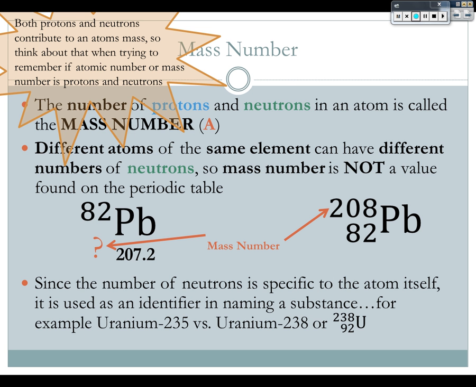Now, we've talked about mass number, atomic number, and atomic weight, and they all sound the same, and they're all really closely related. So one of the things that helps me to remember which is which is that the word mass number has the word mass in it. And I know that the mass of an element or an atom comes from its protons and its neutrons. So I know then that mass number is talking about protons and neutrons, rather than atomic number, which is just talking about protons. It doesn't have the word mass in it, so it's not including those neutrons. So that's kind of how I help myself to remember this.